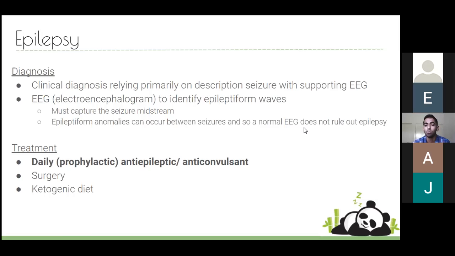And so having a normal EEG when someone's doing the EEG test doesn't actually rule out epilepsy. So that's important to know, which means we've got to use clinical diagnosis, history, exam, all those kinds of things to also tell us that people have epilepsy.